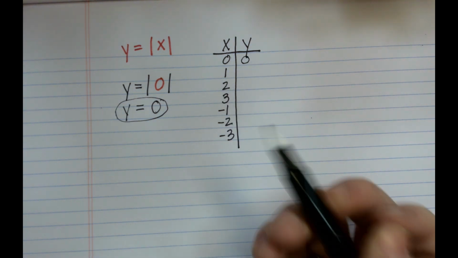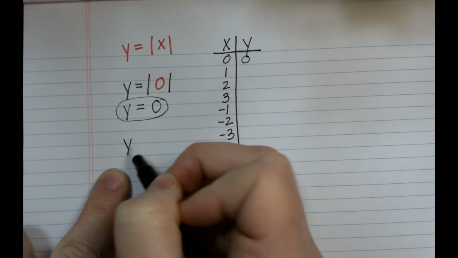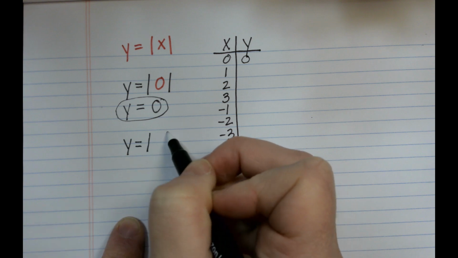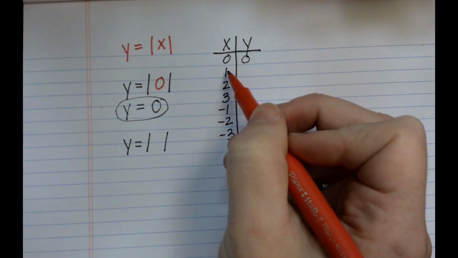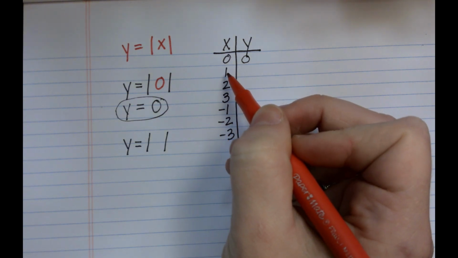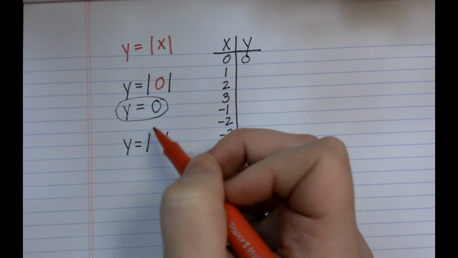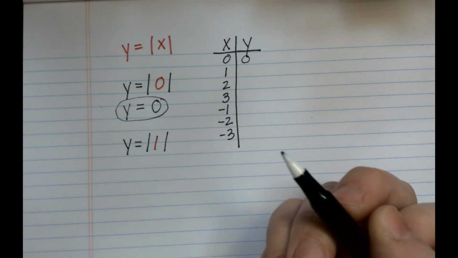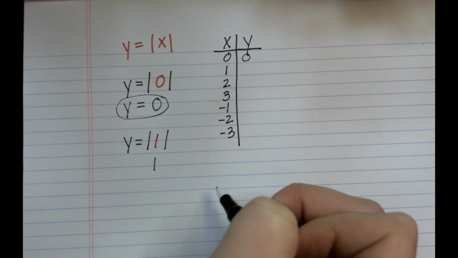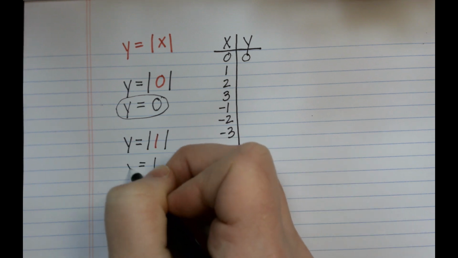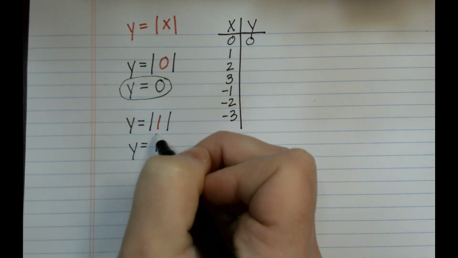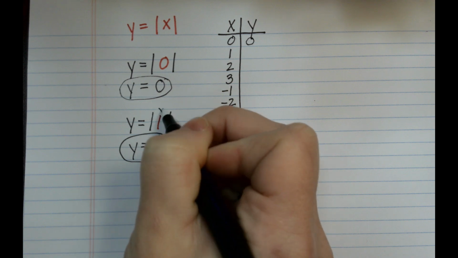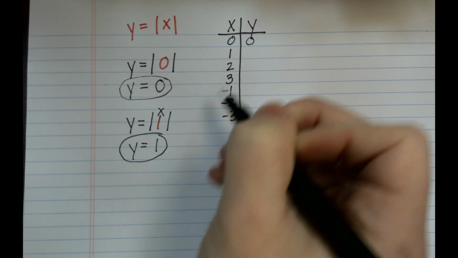We could do it with other numbers. What if we wanted to see what y is when x is 1? How would I find that? I just put 1 in here. What's the absolute value of 1? 1. And that's my equation, y equals 1. So when x is 1, y is 1.